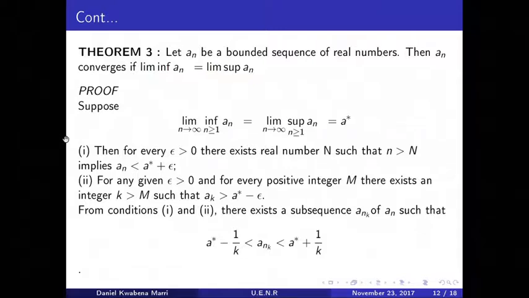So now, if a sequence is bounded, then it converges if and only if the limit of the infimum of the sequence is equal to the limit of the supremum of the sequence. As I said earlier, when we talk of a sequence, we talk of boundedness and then infimum. They are not the same. We can have a sequence being bounded.